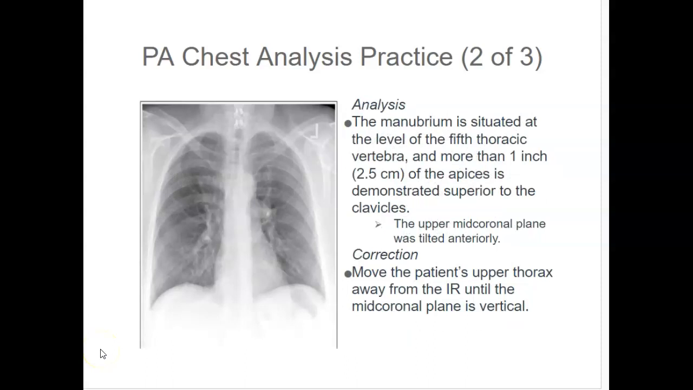Moving on to our second practice analysis, when you take a look closely here, the patient's manubrium is sitting at the level of the fifth thoracic vertebra. Additionally, the clavicles demonstrate more than 1 inch of apices above them. This is a tell-tale sign of mid-coronal plane tilt, and that is an anterior tilt. In order to correct this, we need to get the patient's mid-coronal plane parallel with the IR.